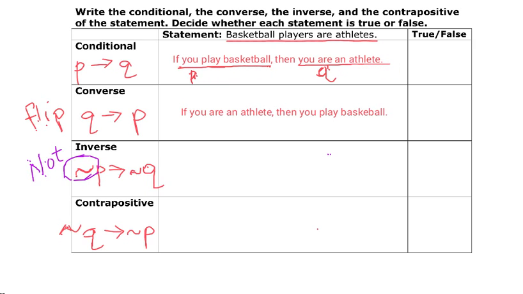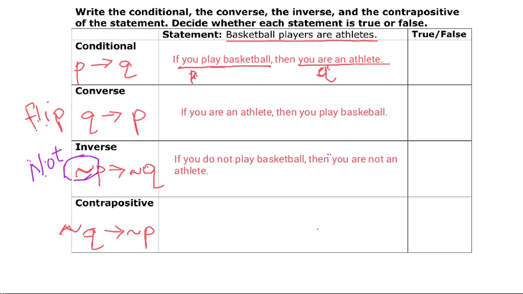For the last one, for the contrapositive, basically you're taking the converse and putting the negation with it. So we're keeping it switched. So if you are an athlete, then you play basketball, but now we're doing the opposite of that. So if you are not an athlete, then you do not play basketball.